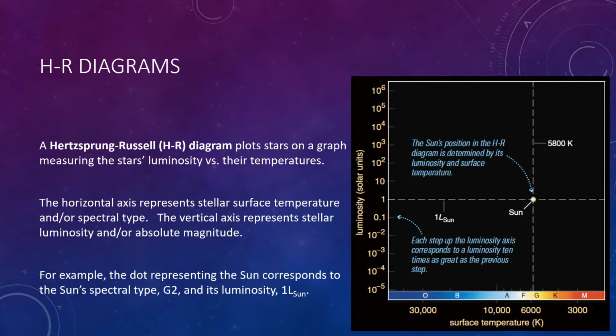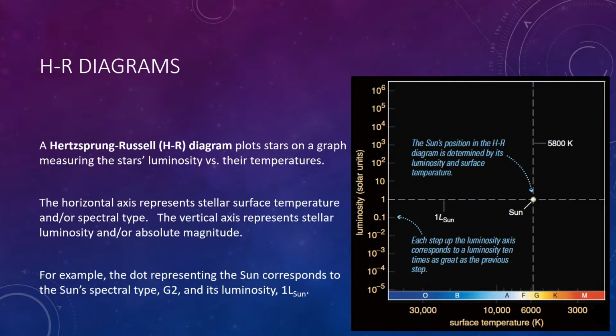Temperature decreases from left to right because Hertzsprung and Russell based their diagrams on the spectral sequence OBAFGKM. The vertical axis in this case represents stellar luminosity and/or absolute magnitude. Stellar luminosities span a wide range, so we keep the graph compact by making each tick mark represent a luminosity 10 times as large as that of the prior tick mark.